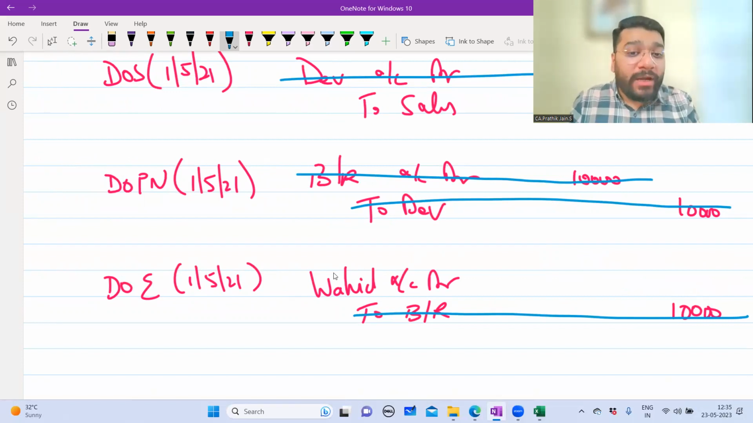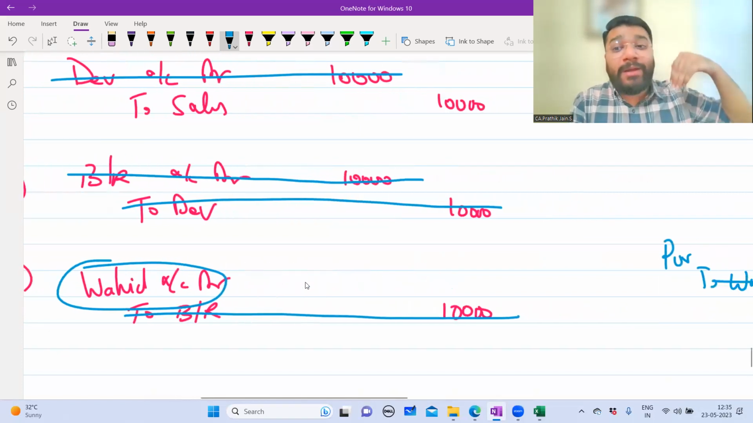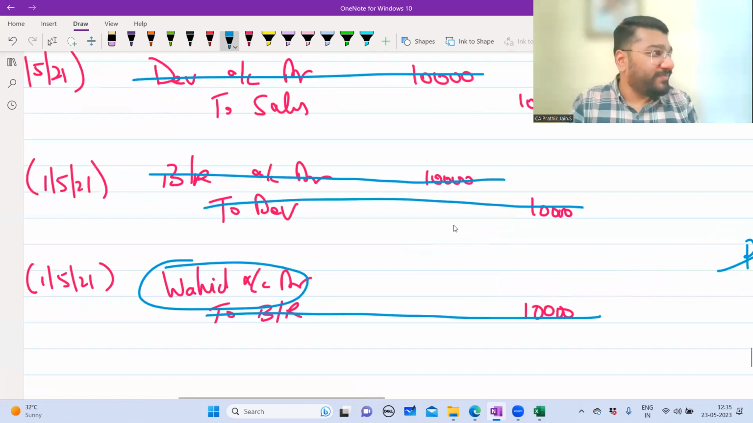Some people look at Wahid, only one account is there, and they think that the Wahid account is now being opened. Wahid account is not being opened. The account which was already opened because of the earlier credit purchase is now being settled and closed. So it is Wahid to bills receivable. Now, do you have any problem with it?